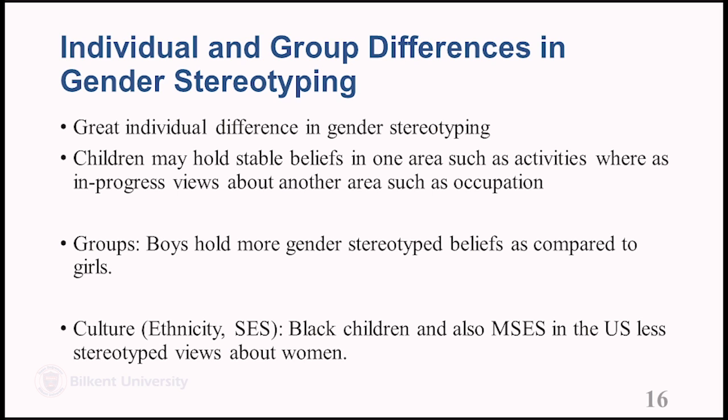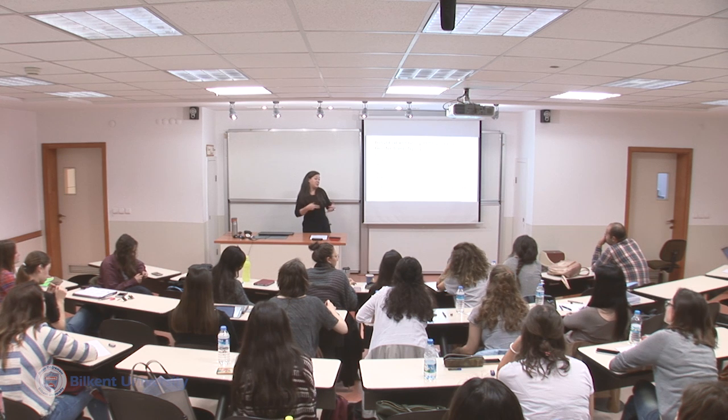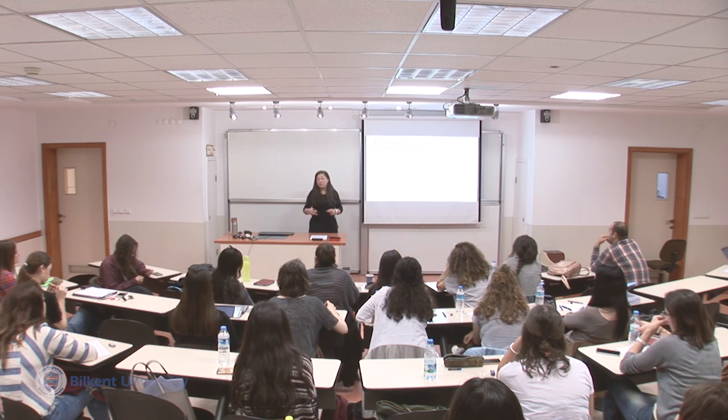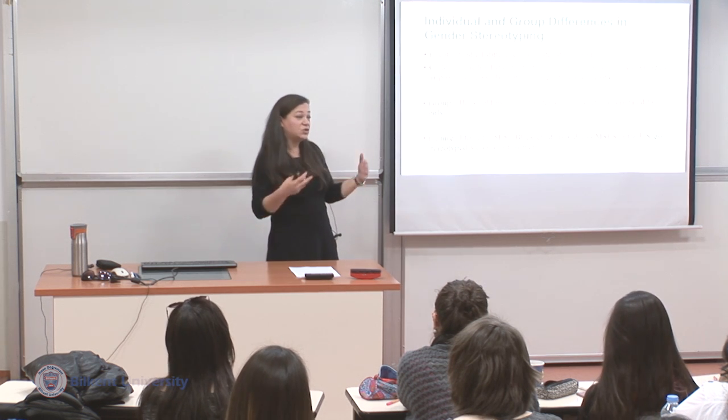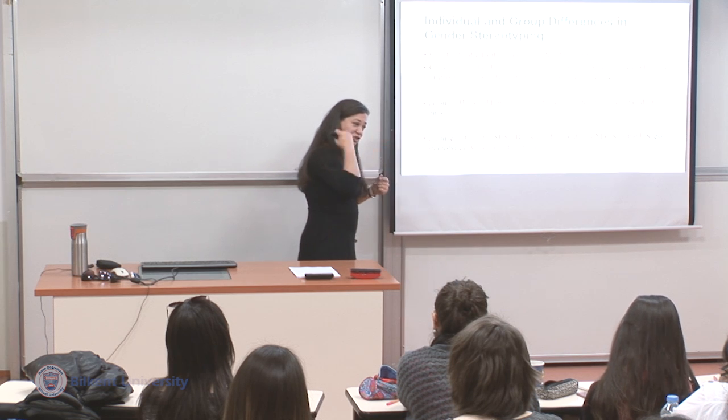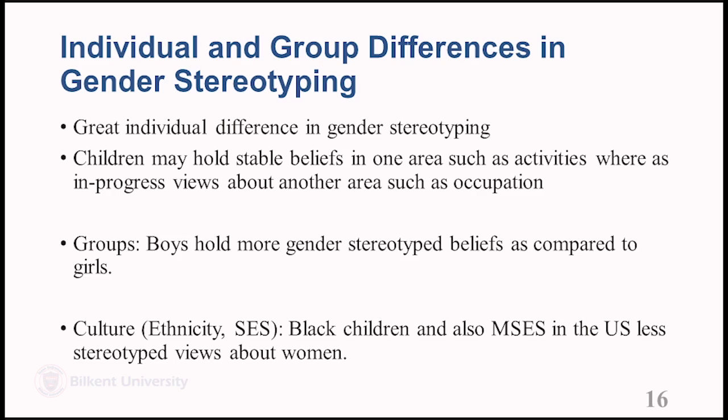There are great individual differences in gender stereotyping. Ipek had pointed out familial factors, for example, and they are true. Children may hold stable beliefs in one area, such as activities that males and females engage in, but they may view occupations differently because, say, they have experience with parents or loved ones who have occupations that cross these gender lines. Boys hold more gender stereotyped beliefs as compared to girls. And here we see culture, which I talked about already, is a factor. And so there is individual variability.